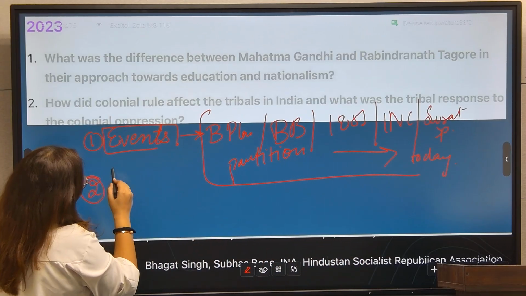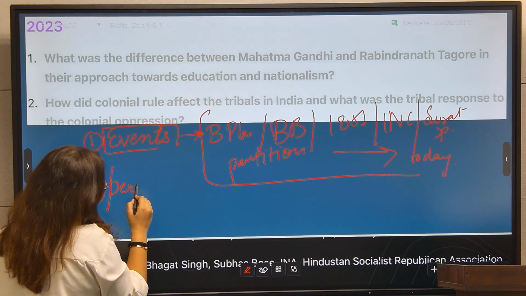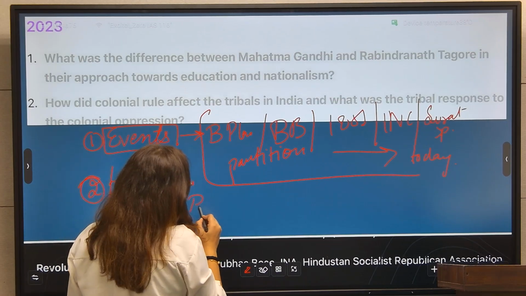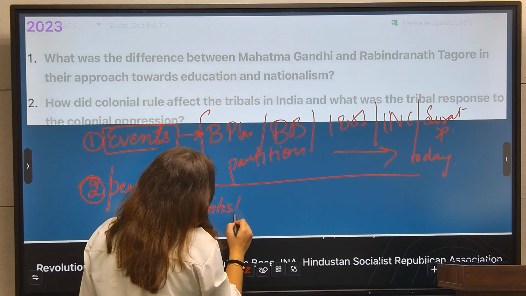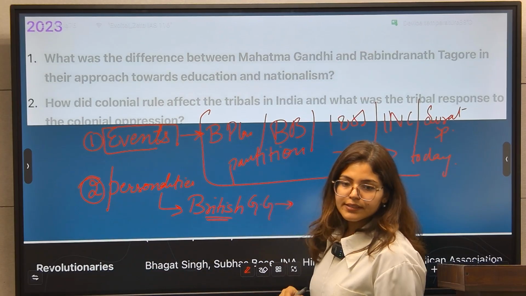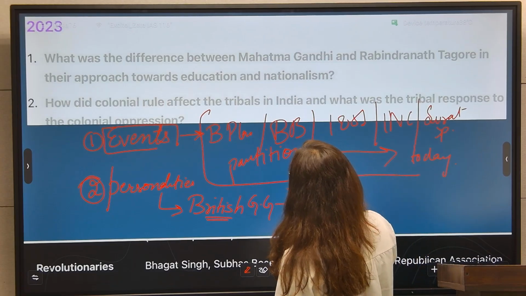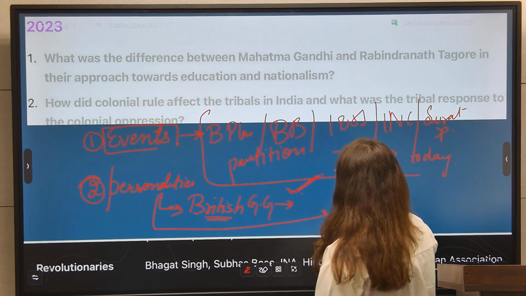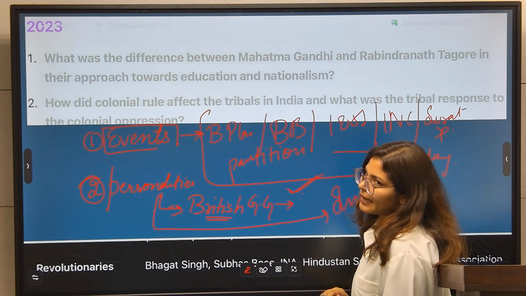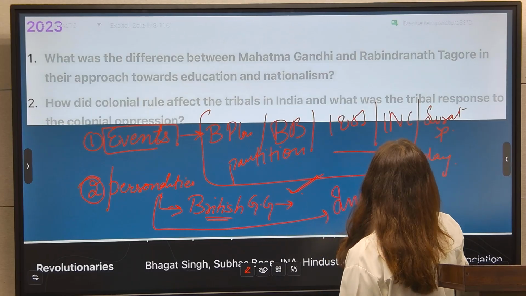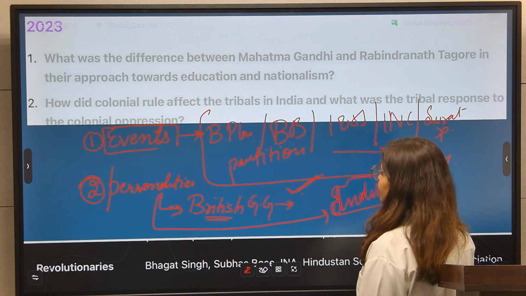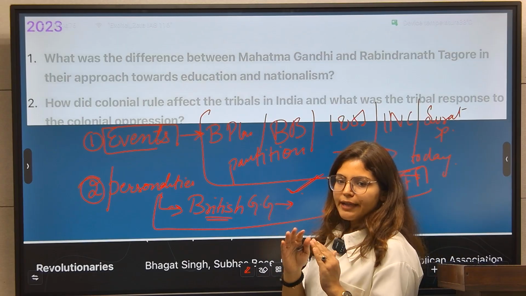Second, personalities. So British Governor Generals, a question was asked on Lord Curzon. So all British Governor Generals. Second, Indian freedom fighters. Mahatma Gandhi ji was asked so many times by UPSC. So you have to go through every freedom fighter like Subhash Chandra Bose, Rabindranath Tagore and prepare 5 to 6 points.